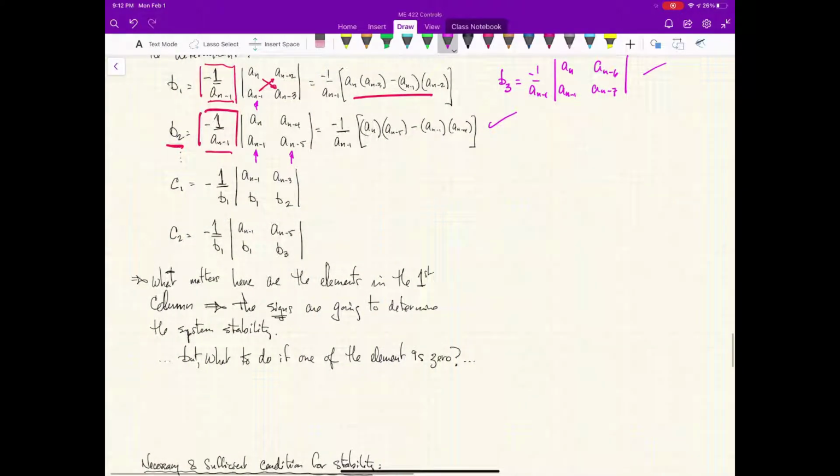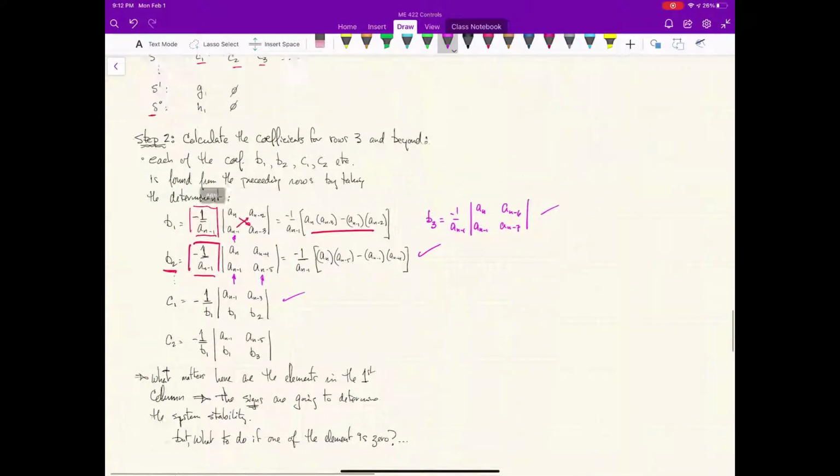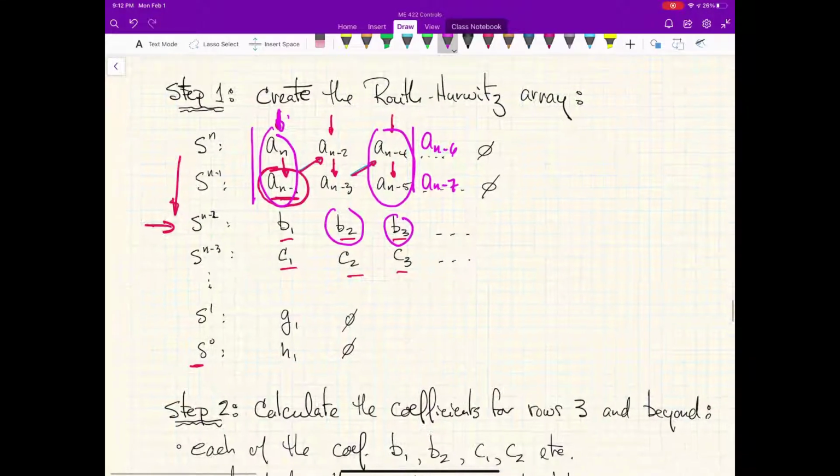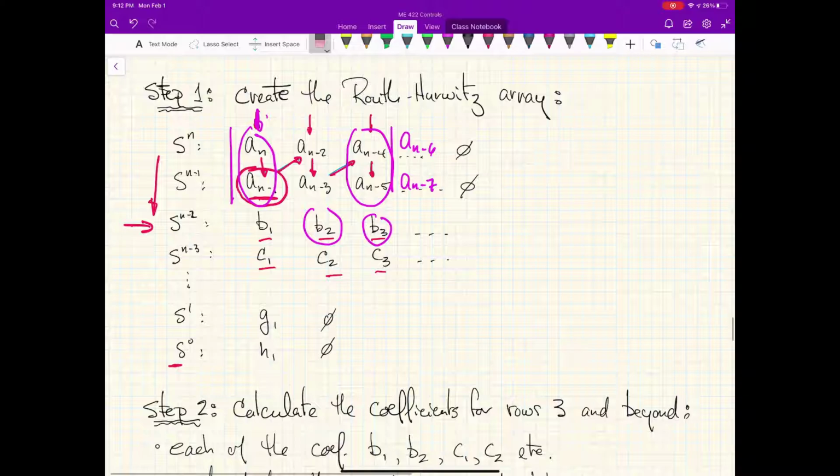Repeat that for C. The first term in the row immediately above it is going to be B1, and so therefore my coefficient is going to be minus 1 over B1, and I'm going to build that determinant in the very same way. Okay. All right. When I'm done doing all this, the only thing that matters is the sign of the coefficient in that first row. Sorry, first column.